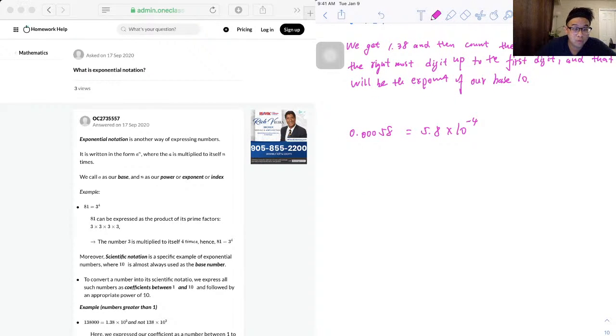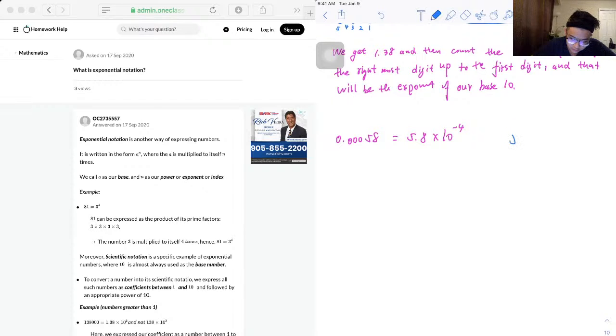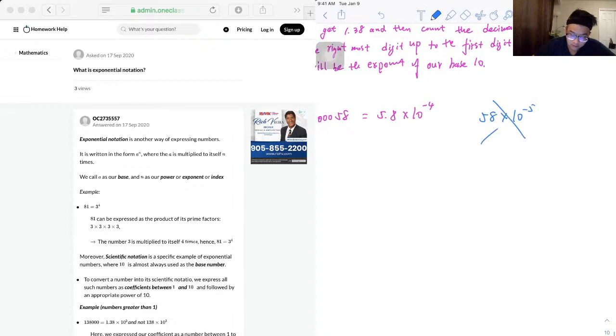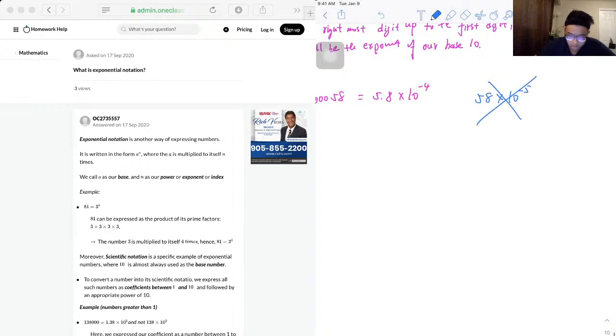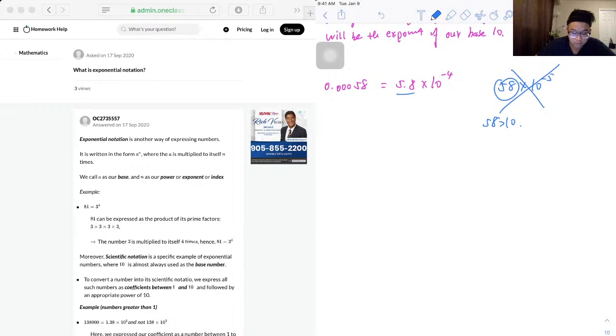Here we express our coefficient as a number between 1 and 10, and hence we need to have only one digit to the left of our decimal point. Same thing here: if we say I got 58 times 10 to the exponent of -5, this is not correct, since this part is greater than 10. We always need to make sure that the coefficient is between 1 and 10. Okay?